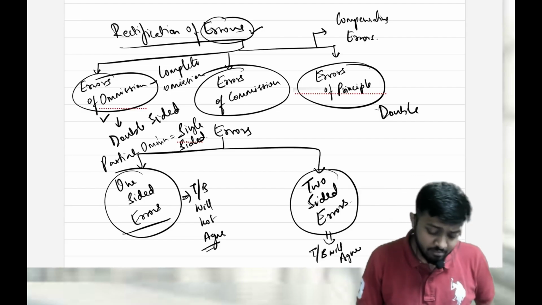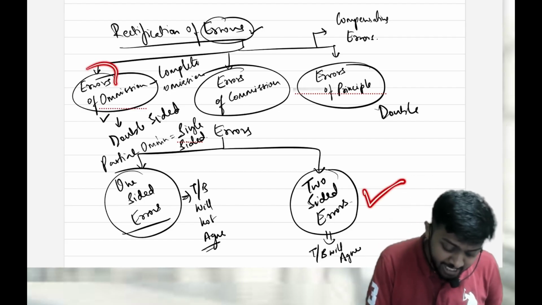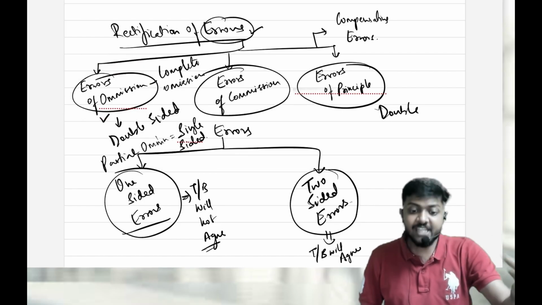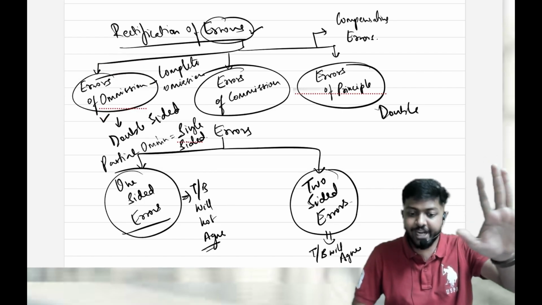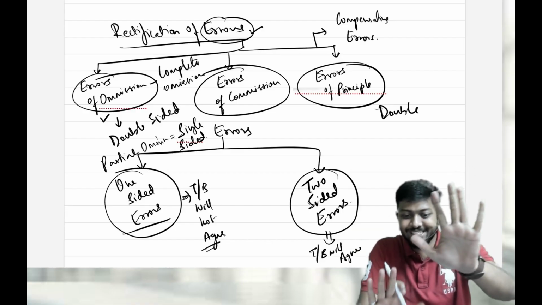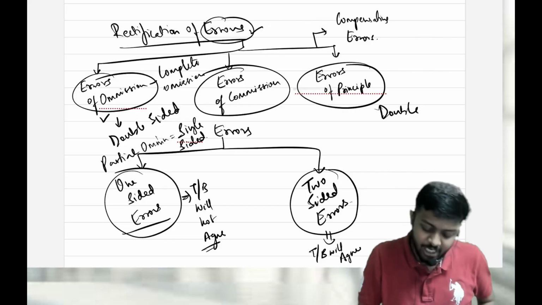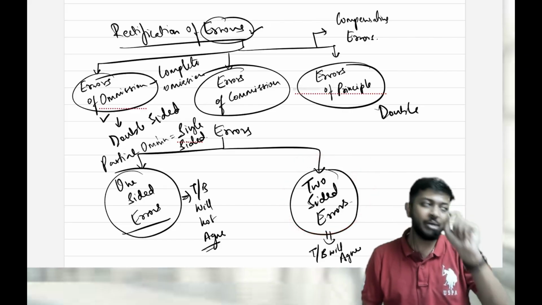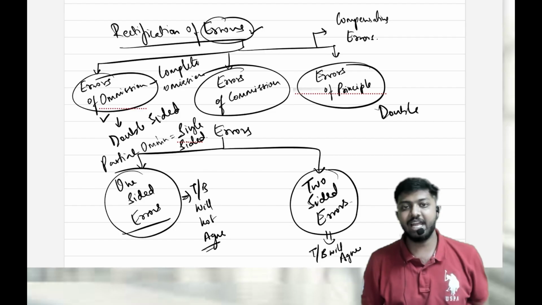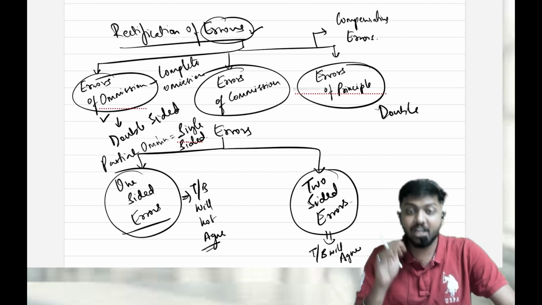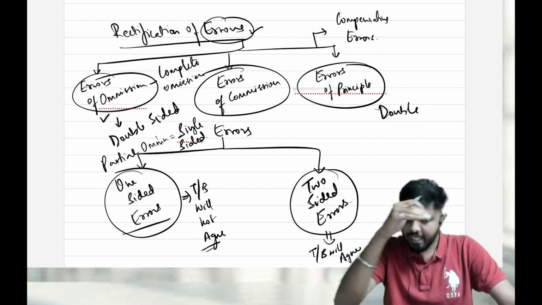One more example of two-sided errors is errors of omission. Errors of omission, what happened? You did not record the transaction itself. Debit zero, credit zero. The trial balance is still matching. Correct? So these are two-sided errors. That means even after committing the error, if the trial balance is still tallying, then it's a two-sided error. So I have given this classification. One-sided, two-sided, clear?